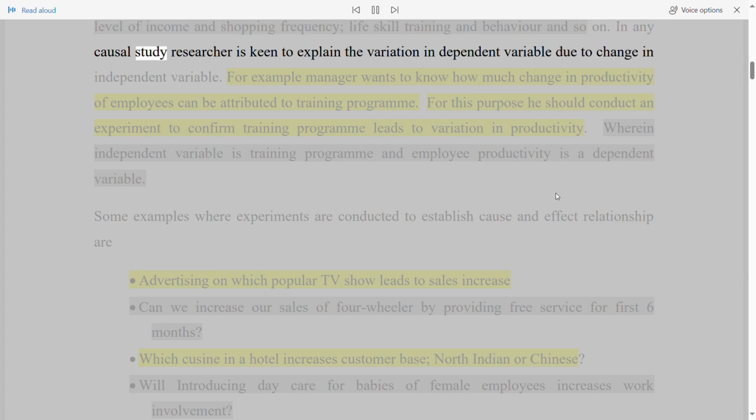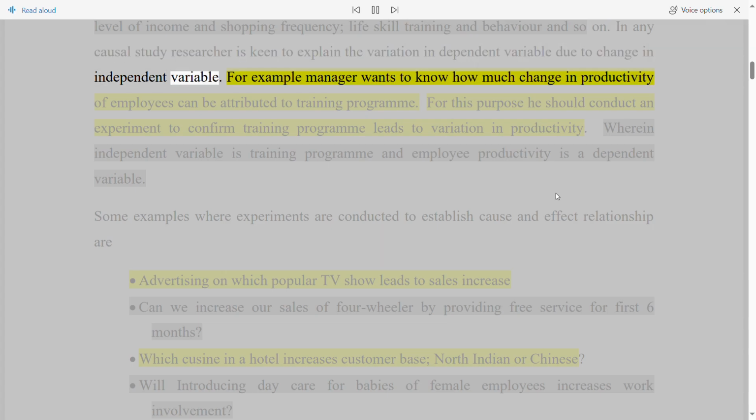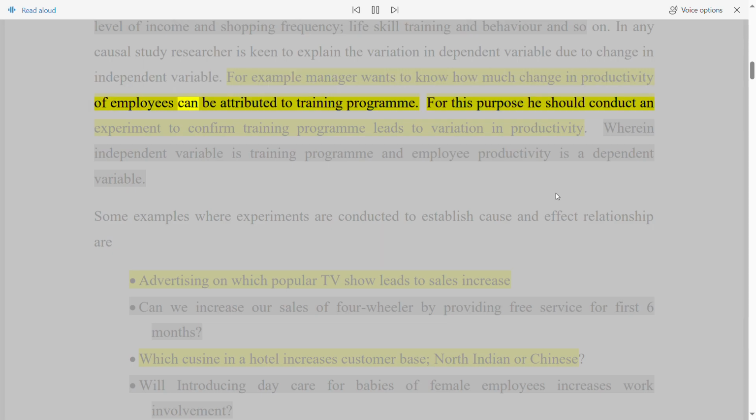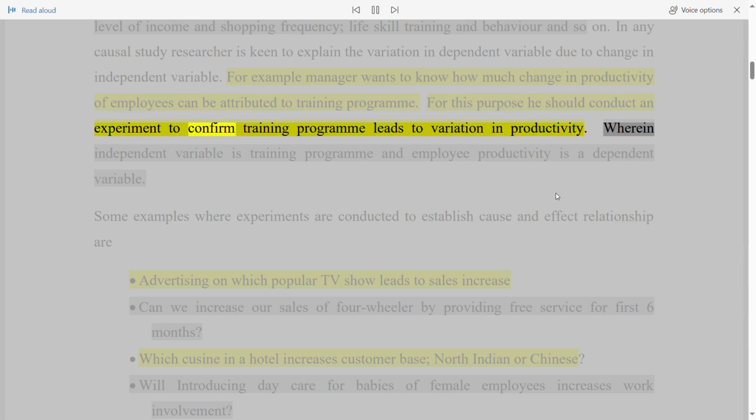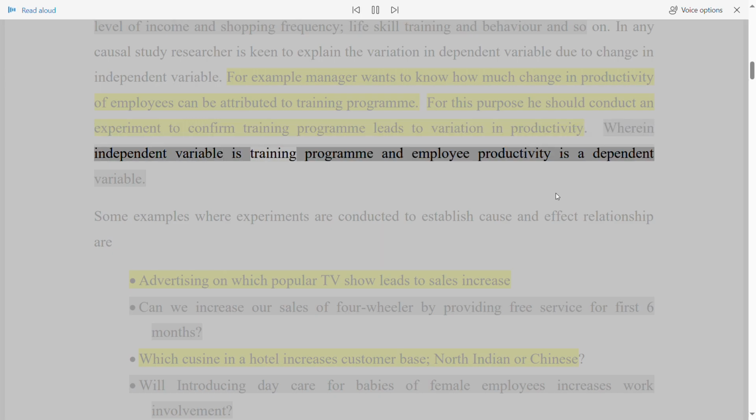In any causal study, the researcher is keen to explain the variation in dependent variable due to change in independent variable. For example, a manager wants to know how much change in productivity of employees can be attributed to a training program. For this purpose, he should conduct an experiment to confirm the training program leads to variation in productivity, wherein the independent variable is the training program and employee productivity is the dependent variable.